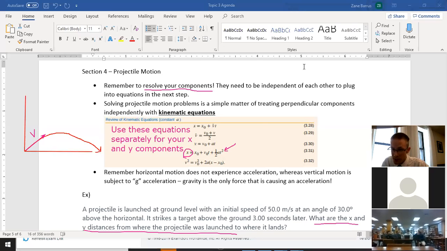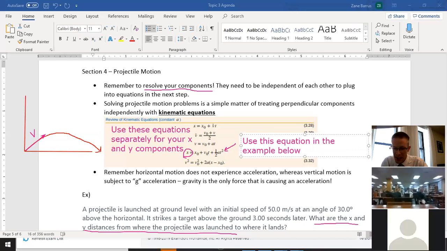So I'm going to need to use this equation once for the x component, and then once for the y component. So use this equation in the example below once for the x, and then again for the y components. And when you do that, you're going to get an answer that you can then plug into Pythag and then do what we did in the previous example.